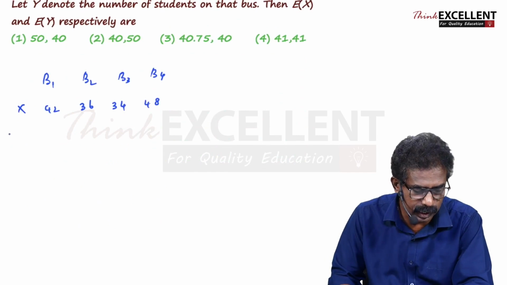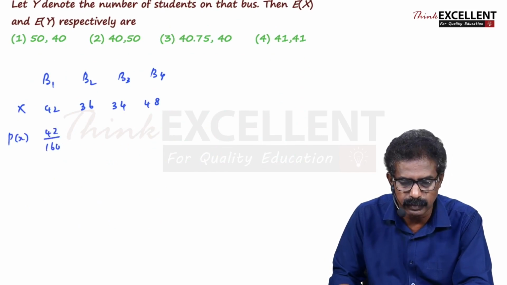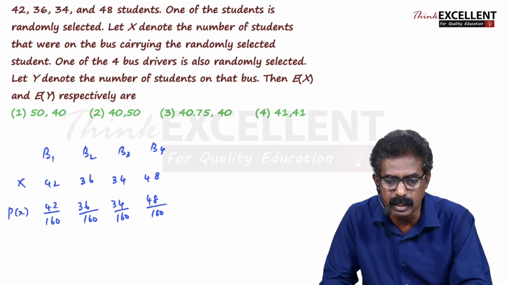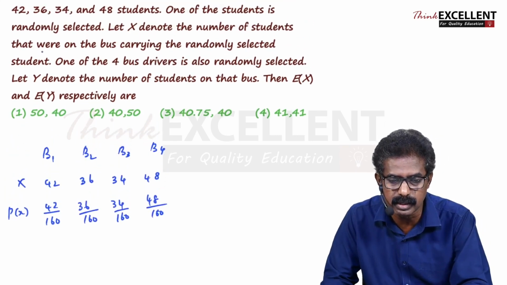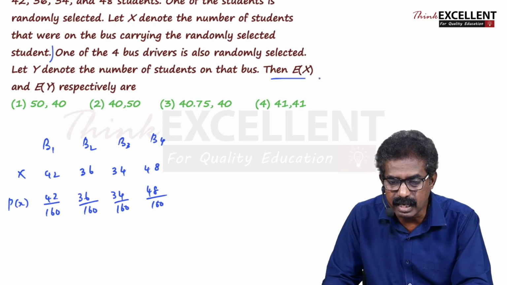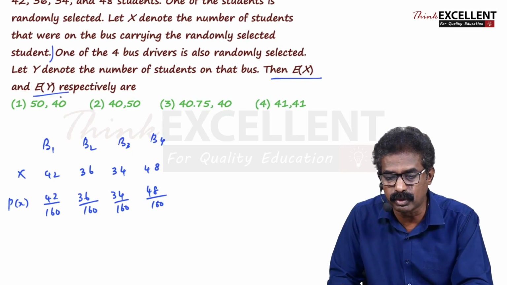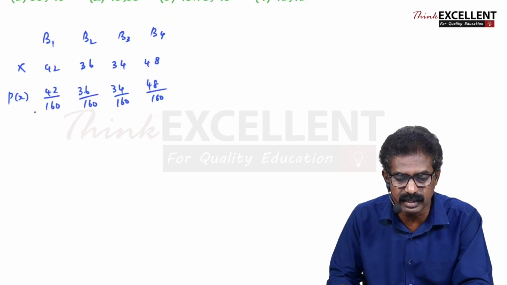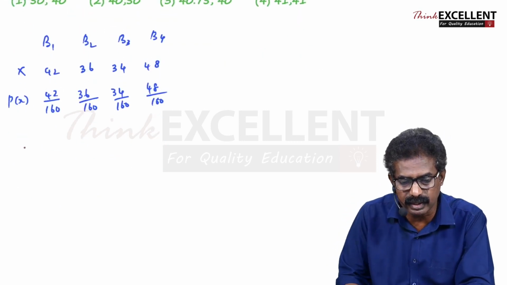So total students 160. You know the corresponding probabilities: 42 by 160, 36 by 160, 34 by 160, 48 by 160. We read only up to this. Let x denote the number of students on the bus carrying a randomly selected student. Then they asked E of x and E of y. The first answer is E of x, the second answer is E of y. So let us find E of x, with the help of this.